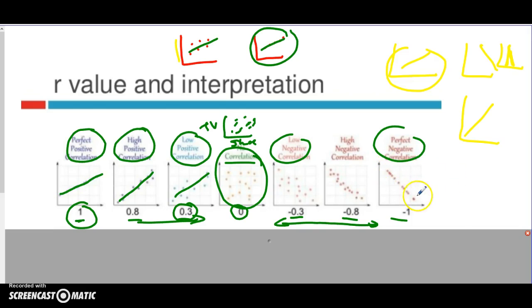Negative means it goes down. Perfect means it's all in line. High or strong, negative 0.8 is very close to the line. These are all kind of all over the place, so this number will be lower because it's weaker. So weak, low, closer to 0. Positive because it goes up, negative because it goes down. Okay, hope that helps. And that's it.